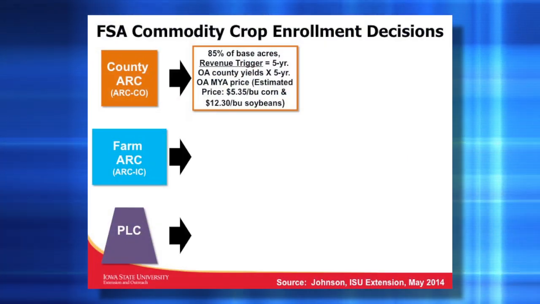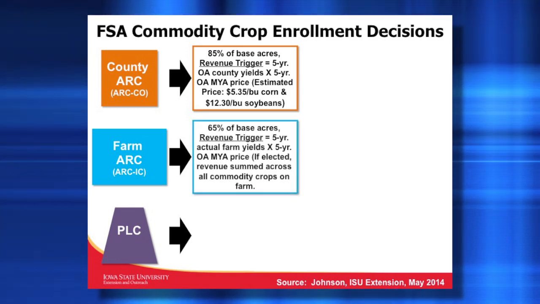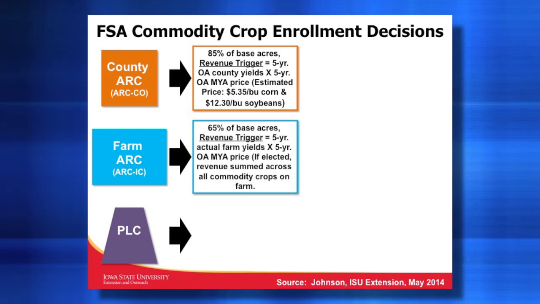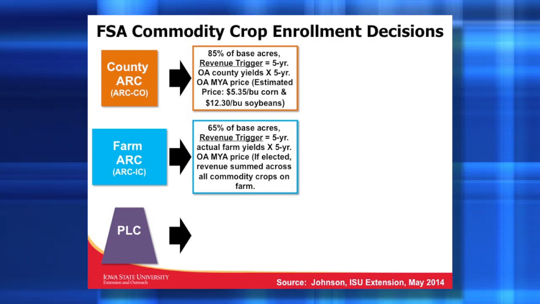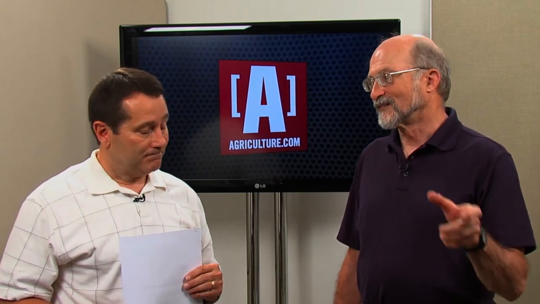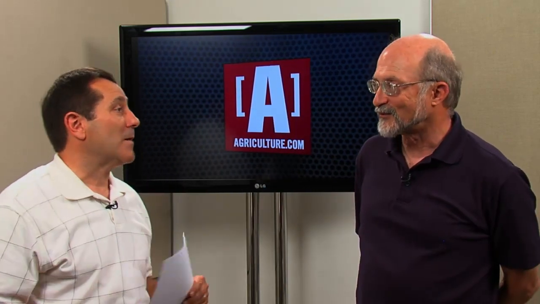Let's look first at the County ARC program. The County ARC program is going to be 85% of base acres, but notice that the Farm ARC program is 65% of base acres. What's the difference, Dan? Well, obviously about 20%. And also, you have a little more flexibility with the county program. You can sign up one crop for that, another for the PLC, but as I understand it with the farm, it's everything. That's right. You have to combine at least all commodity crops on that farm.